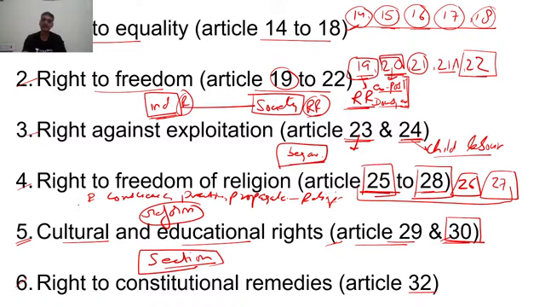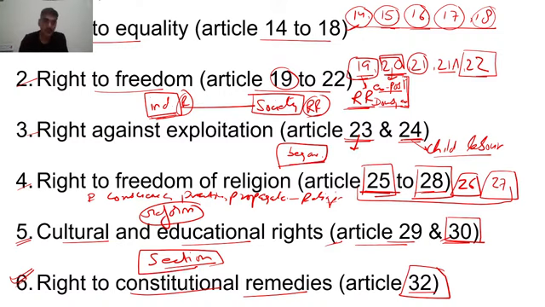Then, all these rights are good, but suppose the state is making a law violating your rights, and in that law the state has written that these laws cannot be challenged in any court of law, then what will you do? That's why the right to appeal against violation of your rights is itself made a fundamental right under Article 32. That's why Dr. Ambedkar called Article 32 the soul of the Indian Constitution.